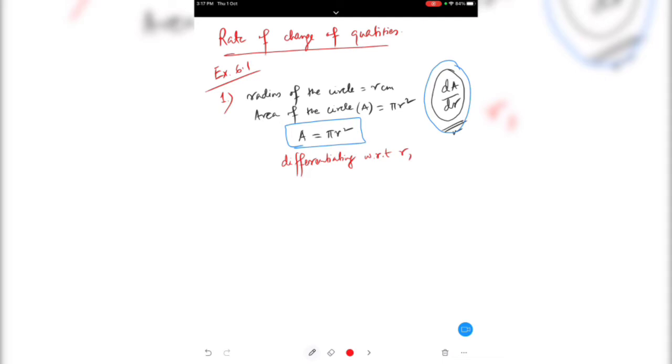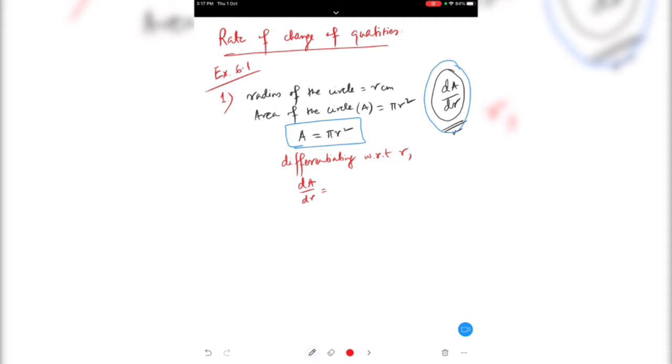See what you get. Now differentiation of A is how much? Can anybody tell me differentiation of A with respect to r? It is dA/dr, right? Yes or no?